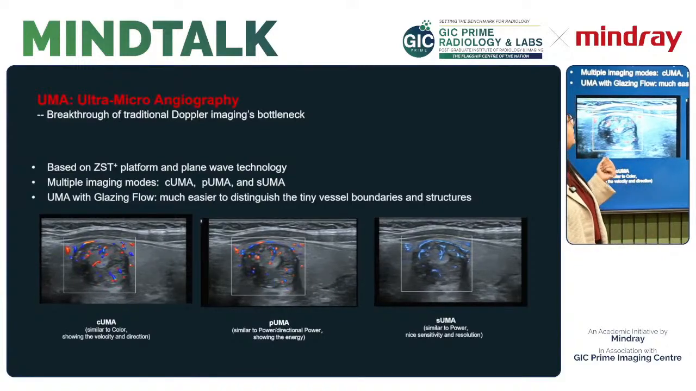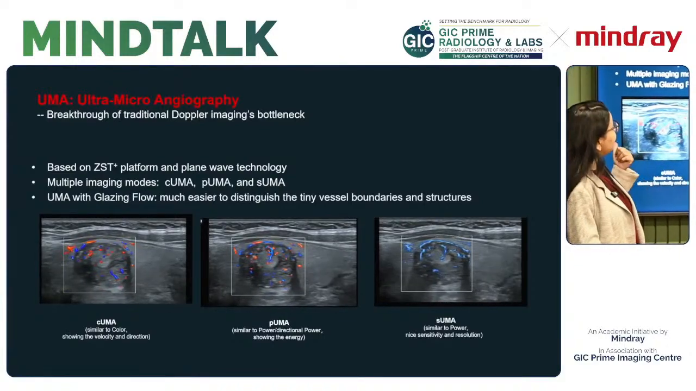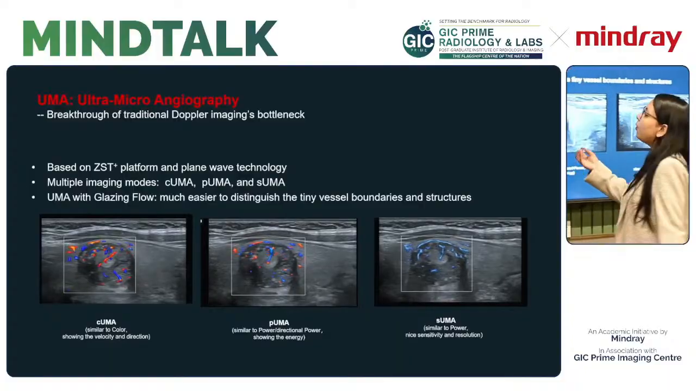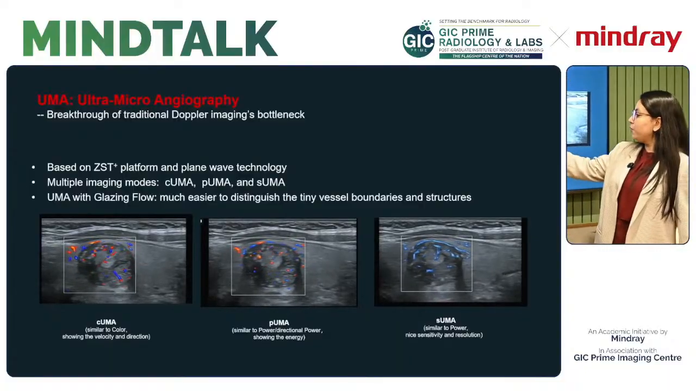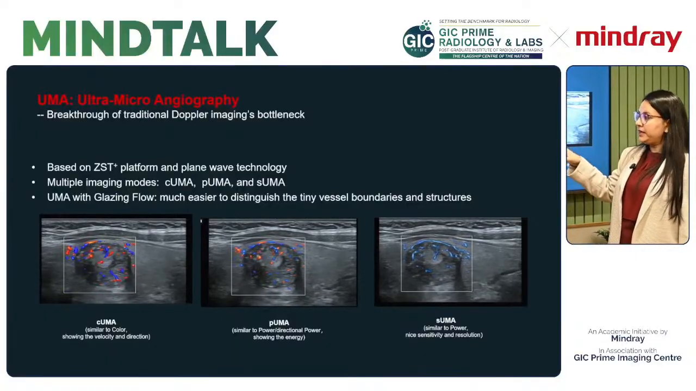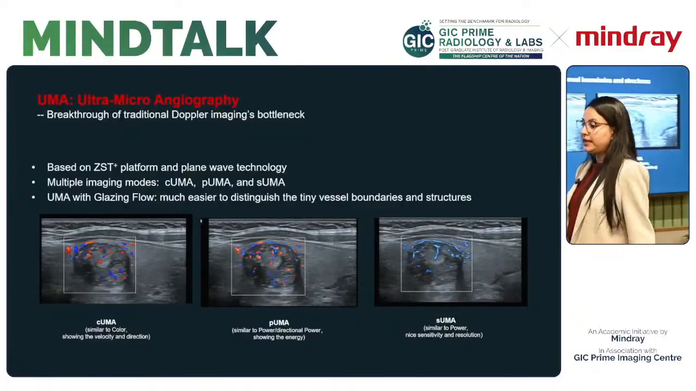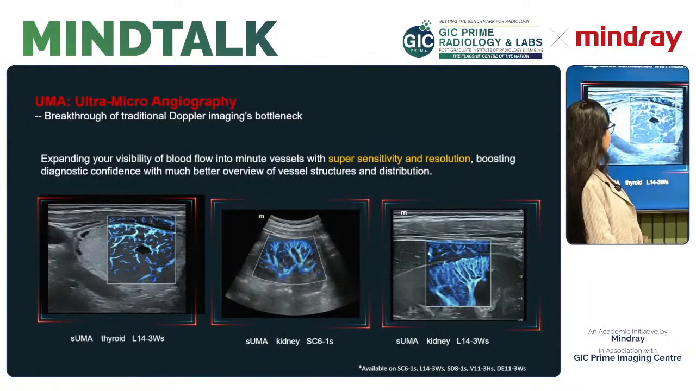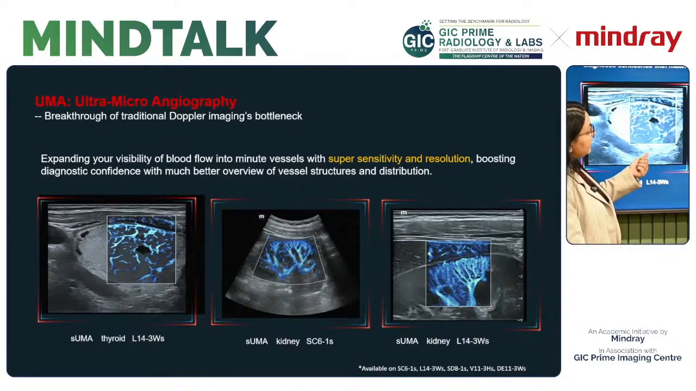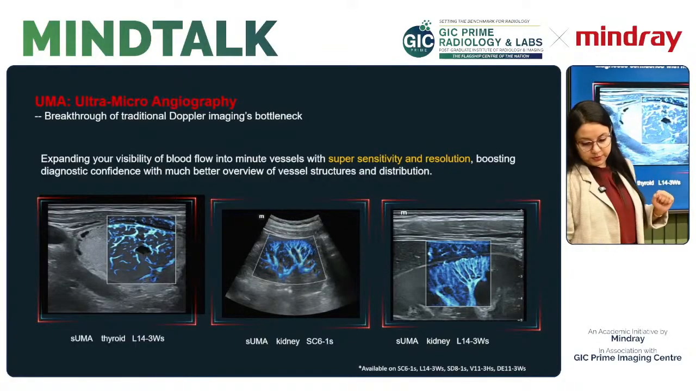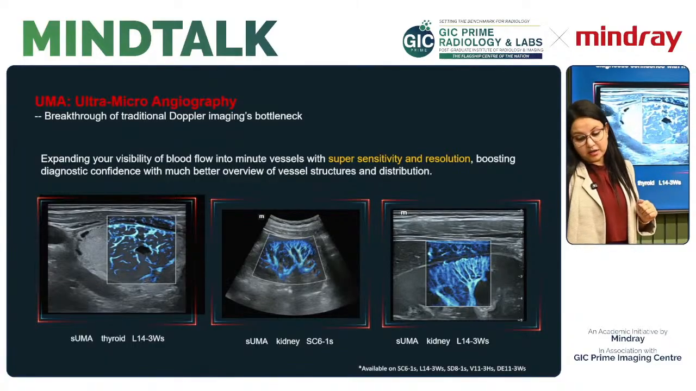We have a very important technology, which is ultra microangiography, and because it is based on the ZST Plus platform, it will give you information about all the tiny vessels. We have CUMA, PUMA, and SUMA. All these three are available with your color imaging, and all the subtle vessels will be picked up very nicely. Here you can see an image of the thyroid and an image of the kidney. All these acute vessels are also picked up very nicely. You can also see imaging of the kidney with a linear probe, which again gives you beautiful imaging with ultra microangiography.